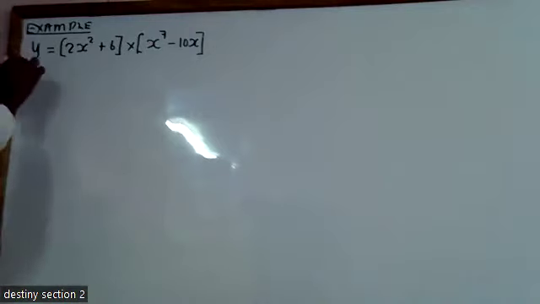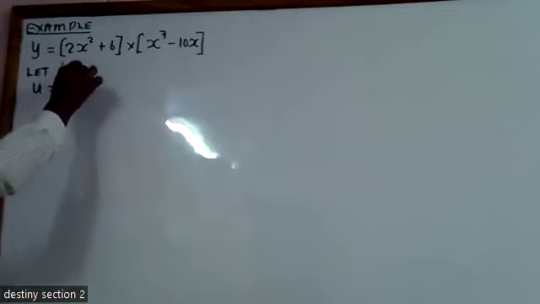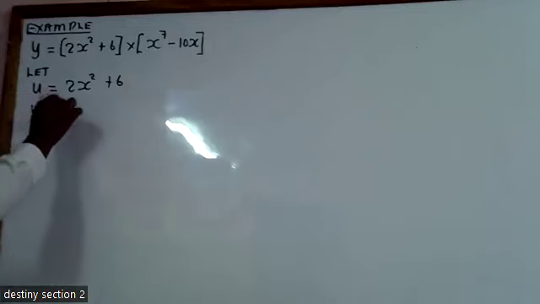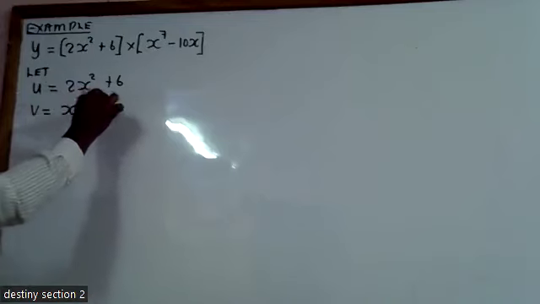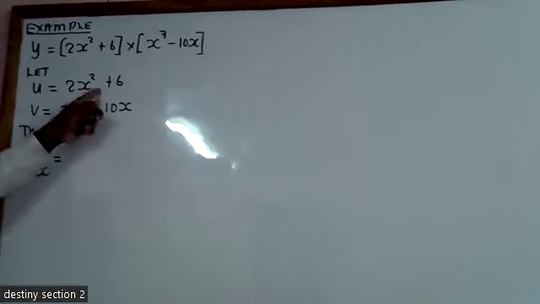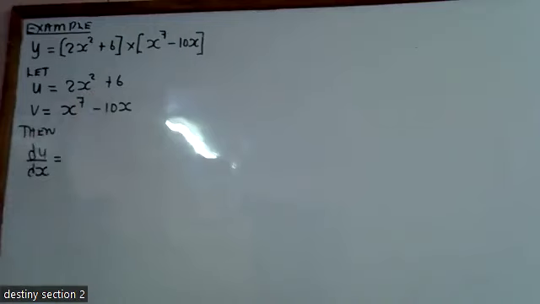We say let u to be 2x squared plus x plus 6, and v to be x^7 minus 10x. Then du/dx. We now differentiate this function with respect to x.